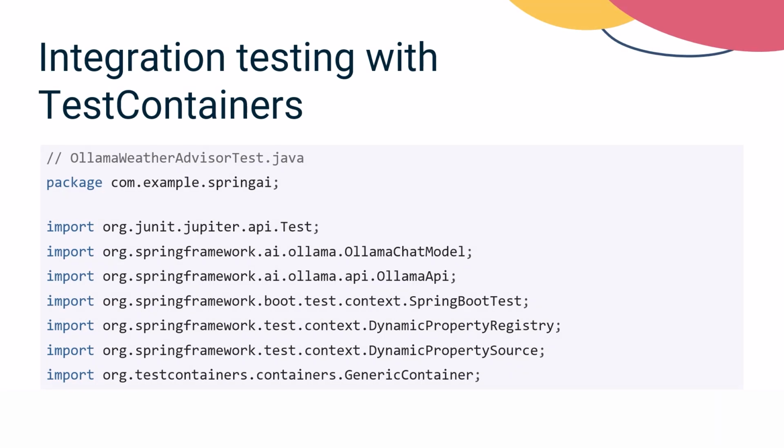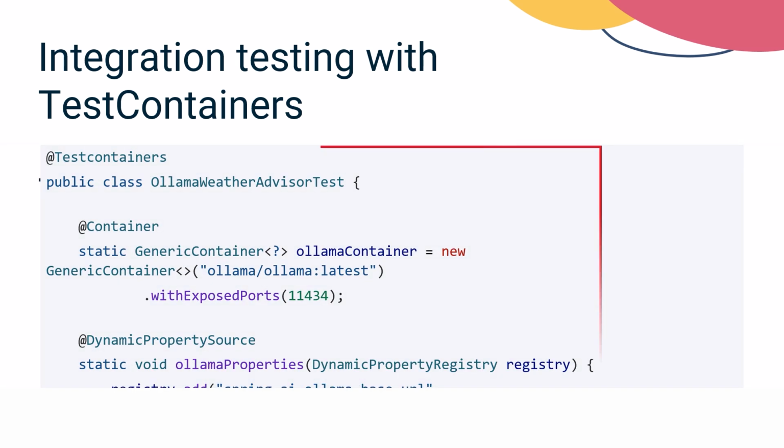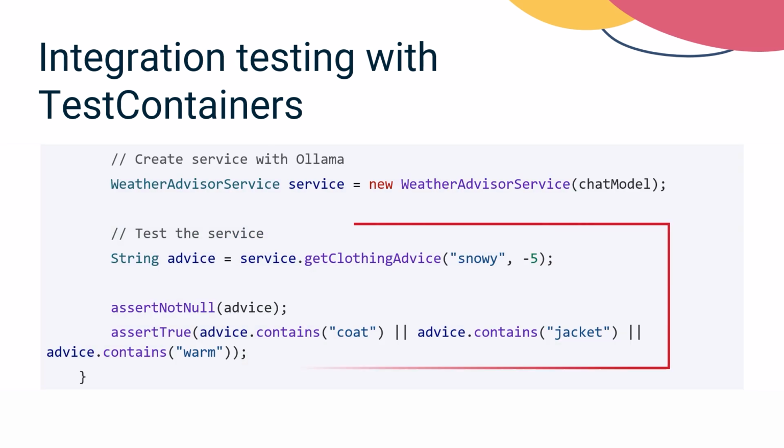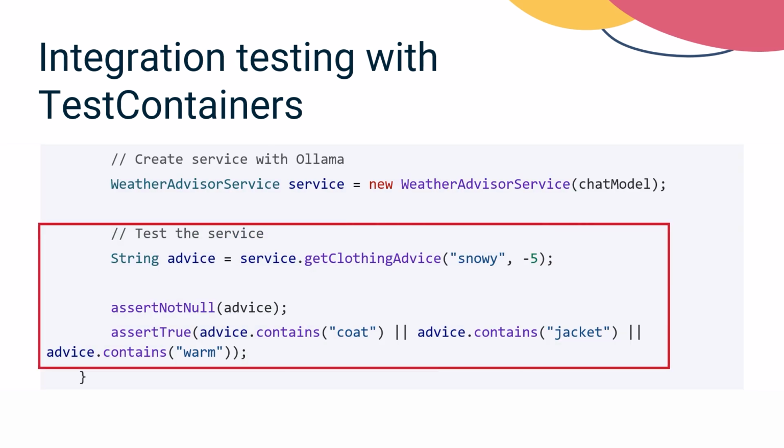For more comprehensive testing, we can use test containers. In this code snippet, we've used code that performs integration testing by using test containers to create an Ollama AI model inside a container. This allows the Weather Advisor service to interact with a live API for end-to-end testing. It verifies that the service generates appropriate clothing advice based on actual AI responses.